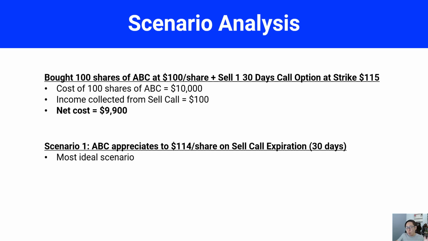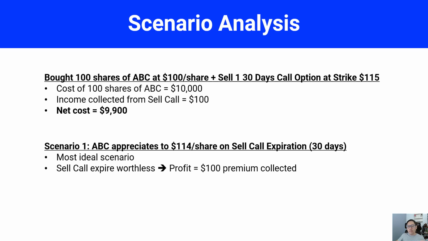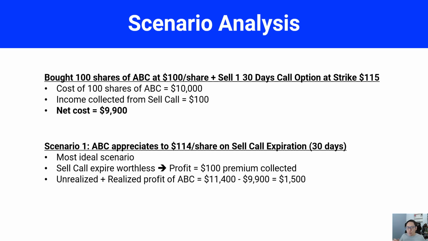This is actually the most ideal scenario. Since the price of the underlying is below your sell call strike of $115, your call option thus expires worthless. As the seller, this is music to your ears. Your profit is the full $100 income you received earlier. You also get to generate unrealized profit from your stock ownership such that your profit is now at $1,005.